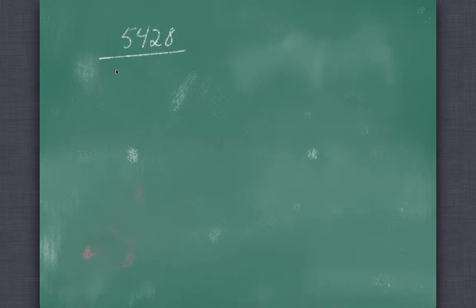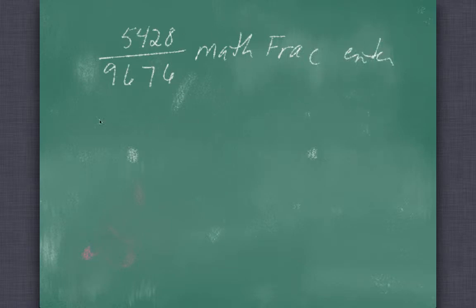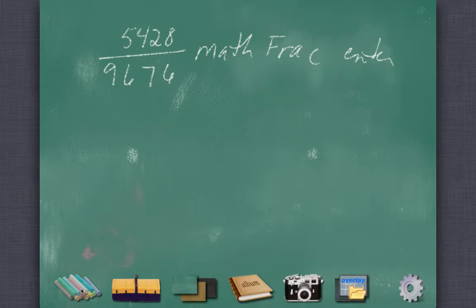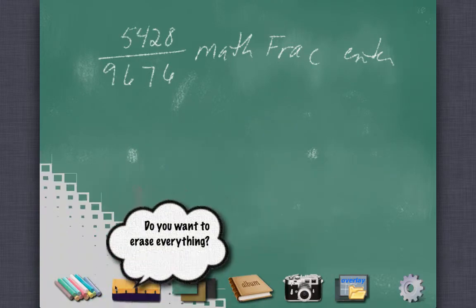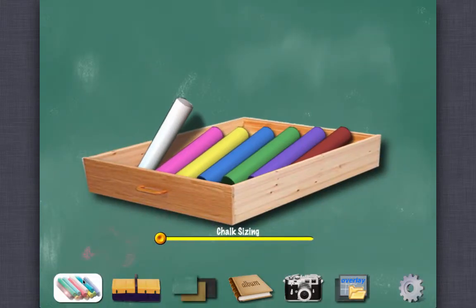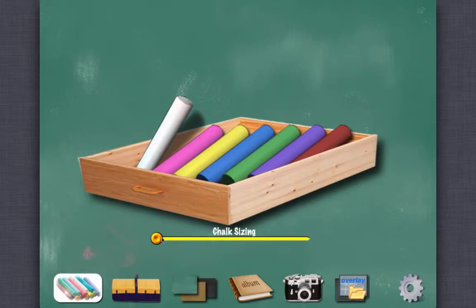then you could say like 5,428 divided by 9,676, and let's say you don't have a clue how to simplify that, you can put that in your calculator and then math, frac, enter, and it'll simplify it for you. Darn it. Do that.